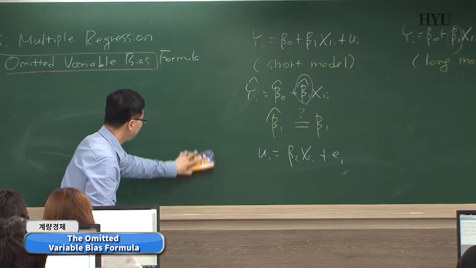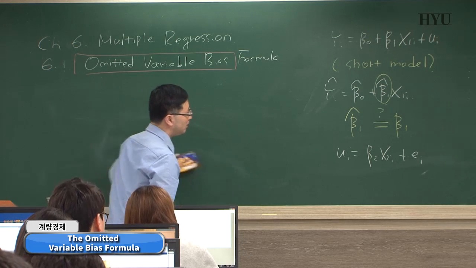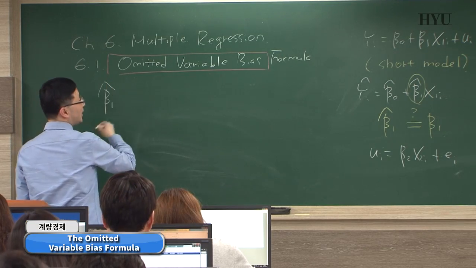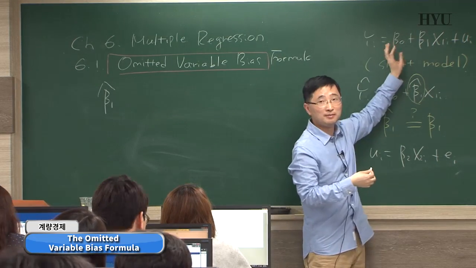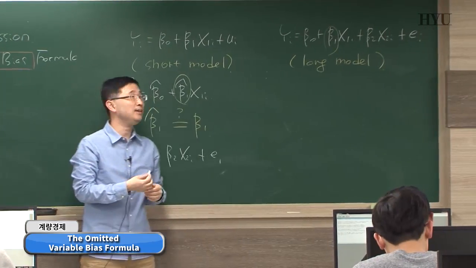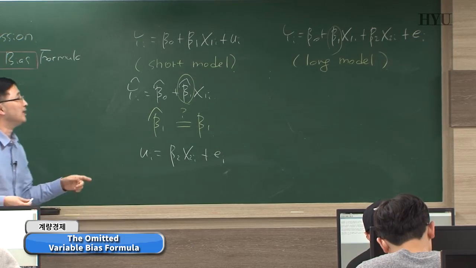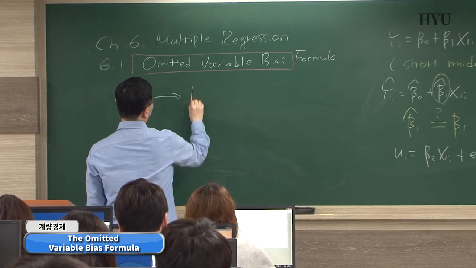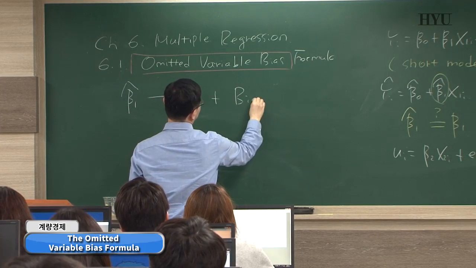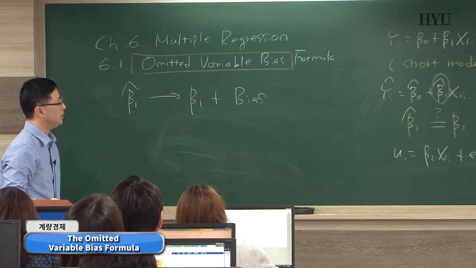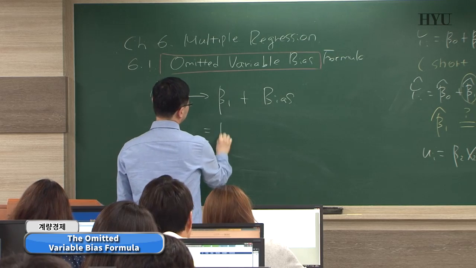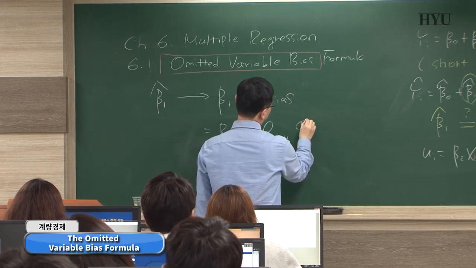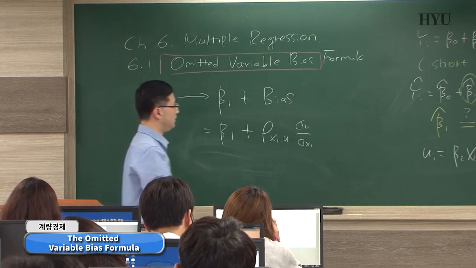From the textbook, there is a formula, and this is the formula you have to memorize. Basically, the formula says beta 1 hat, so when I say beta 1 hat, I only run this regression. I couldn't run the other regression. There's no X2, okay? So when I say hat, the actual estimate, I mean the short model, actually goes to beta 1 plus some bias. And this bias is called the omitted variable bias. And how does the bias look like? This is how the bias looks like.